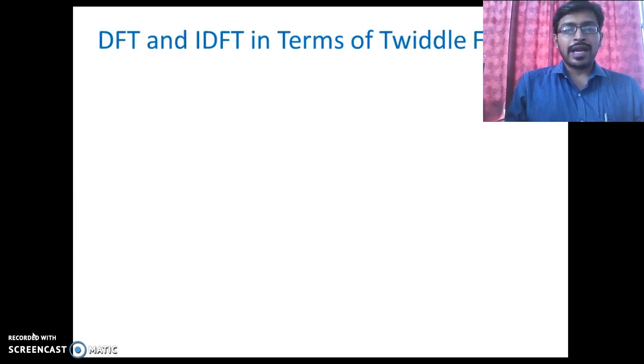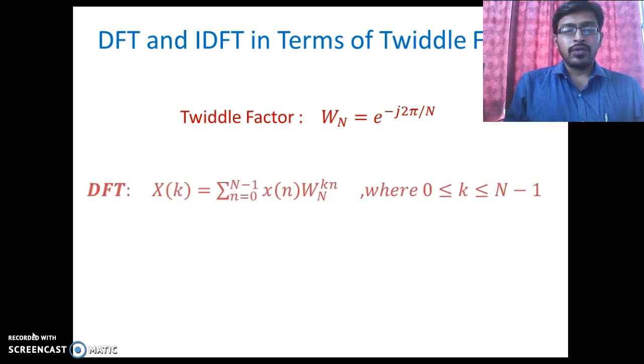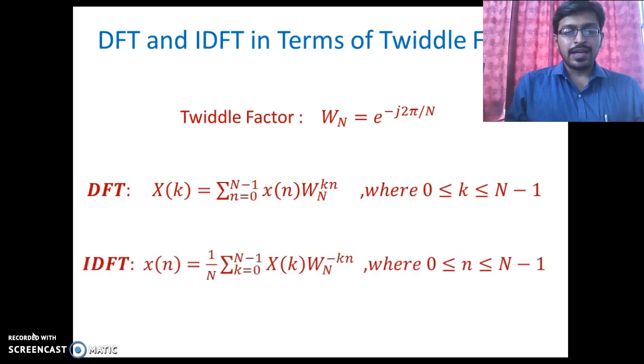Also, we can write DFT and IDFT formulae in terms of twiddle factor. The formula of twiddle factor is W_N equal to e raised to minus j 2 pi by capital N. So if we replace this exponential by W_N in the formula of DFT, we will get DFT and IDFT formulae in terms of twiddle factor.